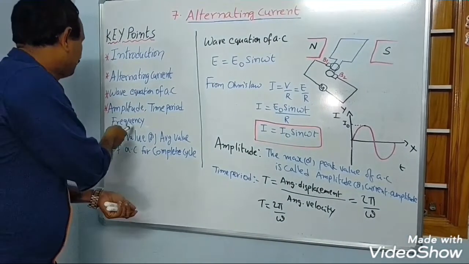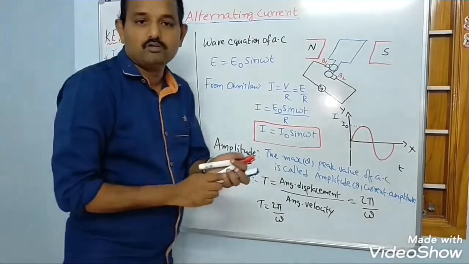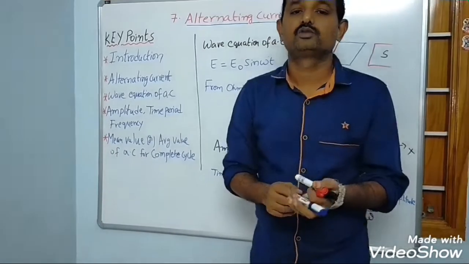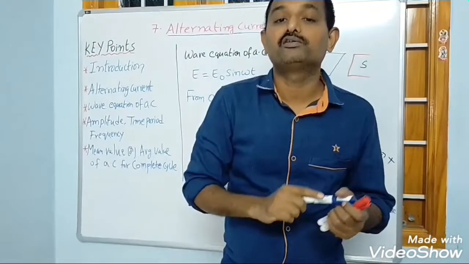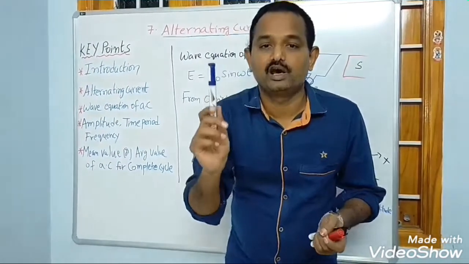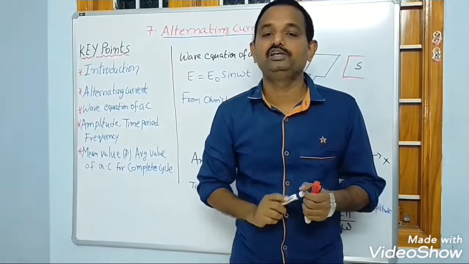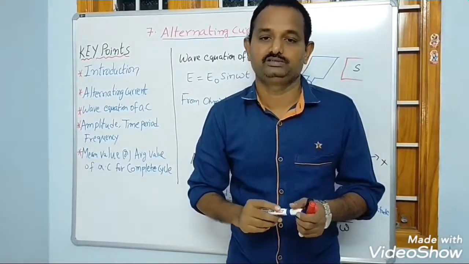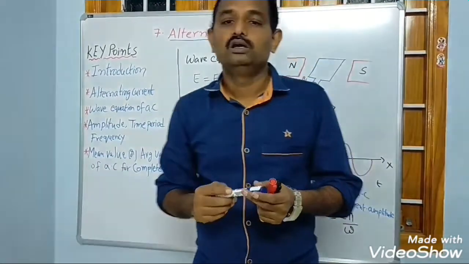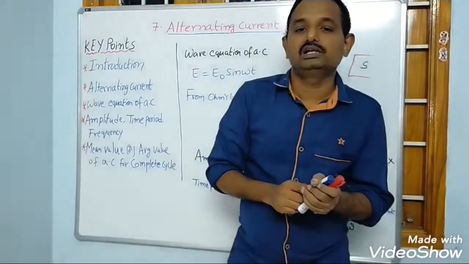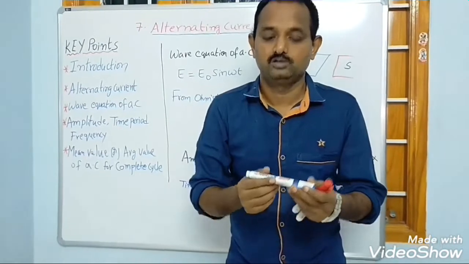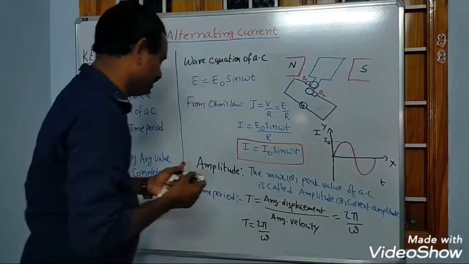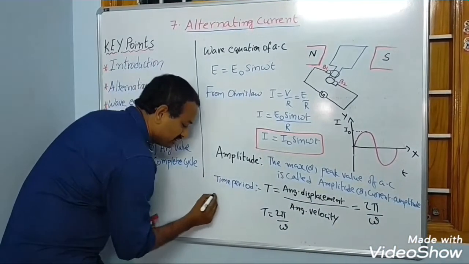Next, frequency. What is frequency? Number of cycles per second. Number of cycles per second of an alternating current is called frequency. Students, what is the frequency of alternating current in India? That is 50 Hertz.